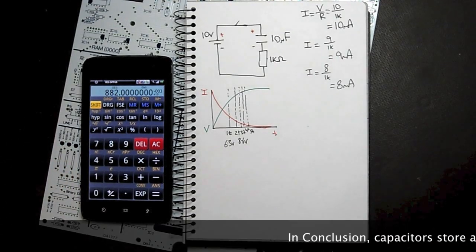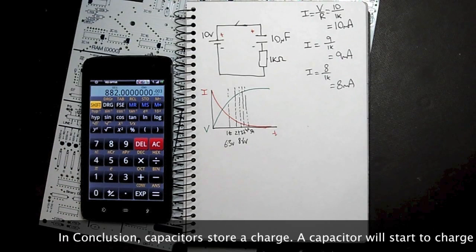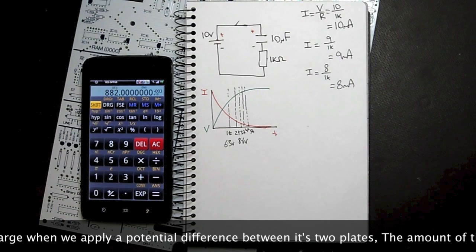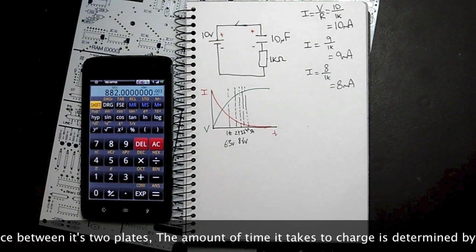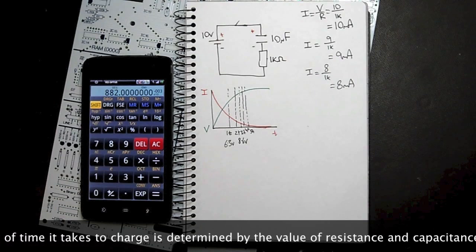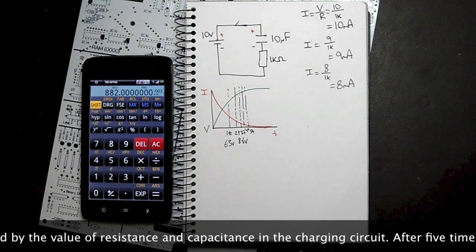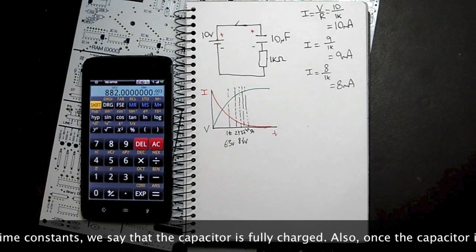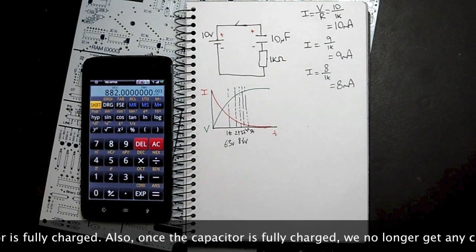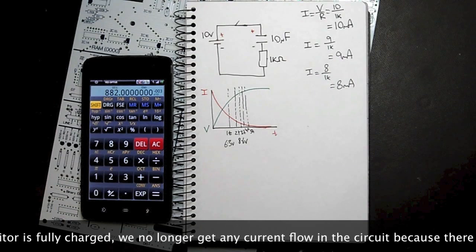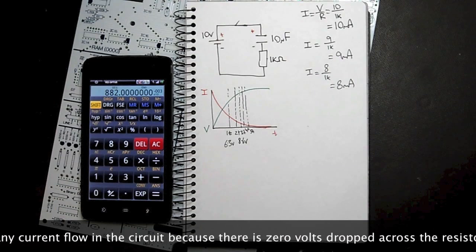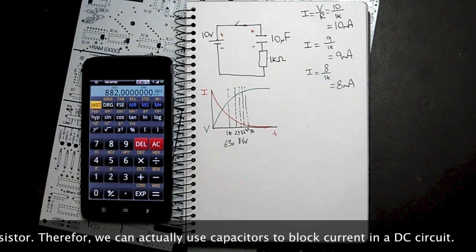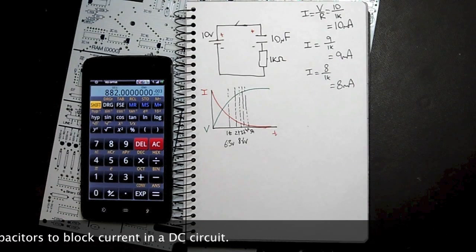In conclusion, capacitors store a charge. A capacitor will start to charge when we apply a potential difference between its two plates. The amount of time it takes to charge is determined by the value of resistance and capacitance in the charging circuit. After 5 time constants, we say the capacitor is fully charged. Also, once the capacitor is fully charged, we no longer get any current flow in the circuit because there is 0 volts dropped across the resistor. Therefore, we can actually use capacitors to block current in a DC circuit.